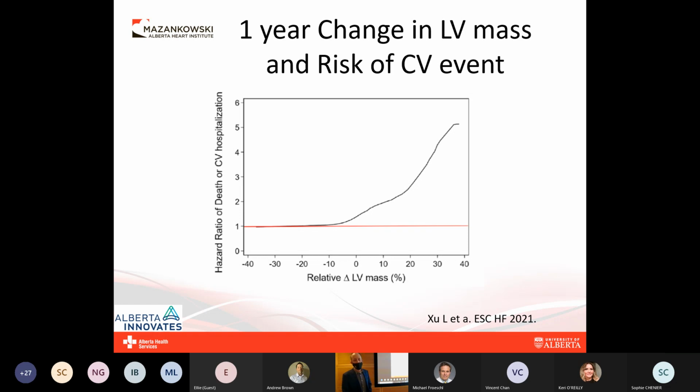And when I thought about it, LV mass kind of makes sense because volume is susceptible to loading conditions from one day to the next. It could depend on your dose of diuretic. And EF is also a little bit more susceptible to loading conditions. Mass is a more sturdy measure. It takes a lot to change the mass of a heart. So intuitively, it kind of made sense to me when I thought about it afterwards.